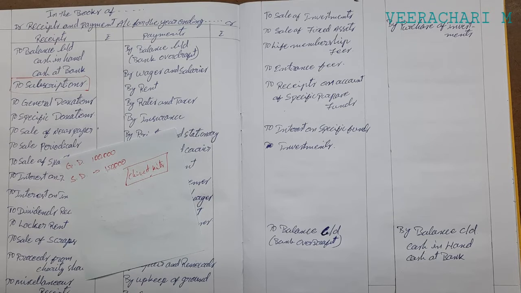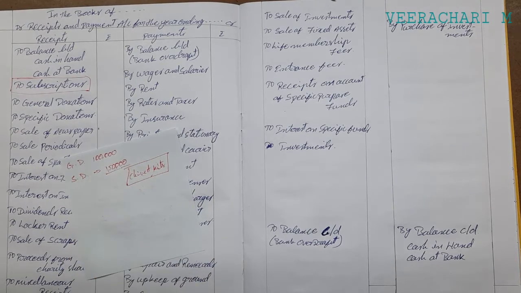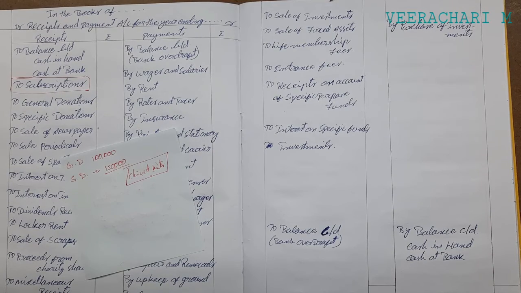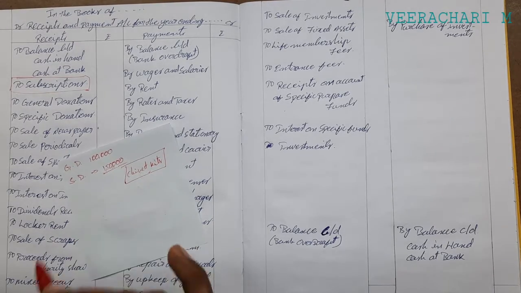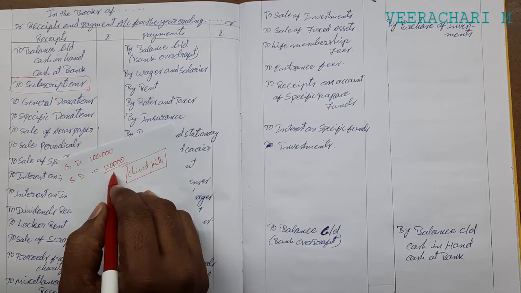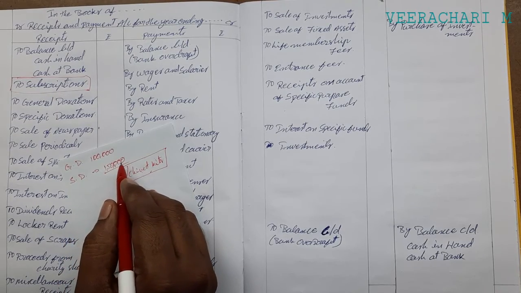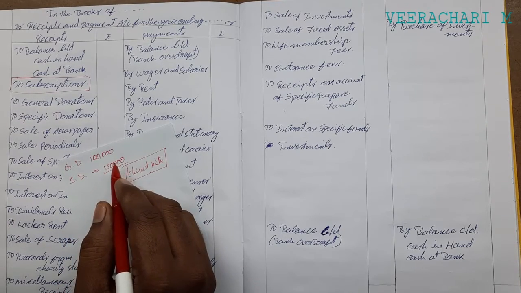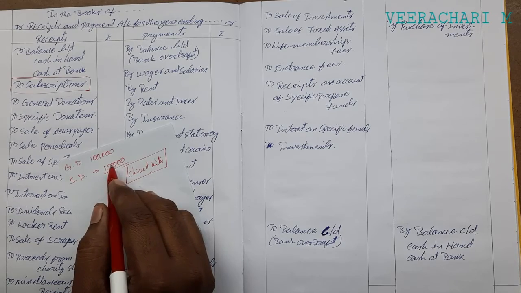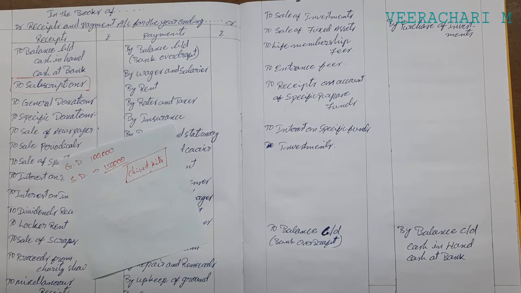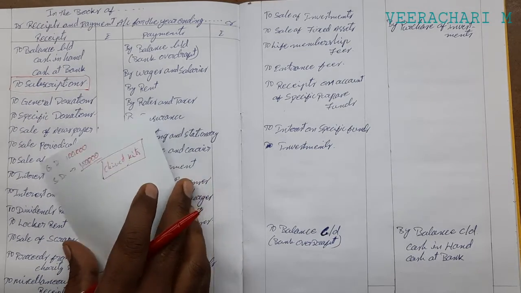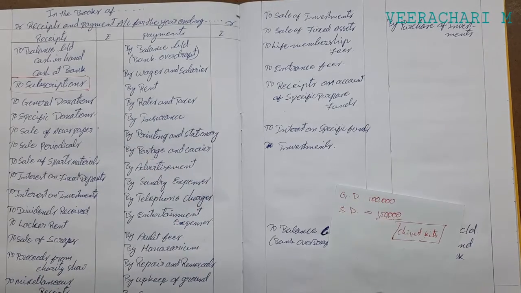If it is a specified donation, we cannot utilize that amount for any other purpose. That is what is called a specific donation. For example, in this current year, specific donations of 1,50,000 were received. That receipt should be debited to the receipts and payment account, whatever donation is received here.